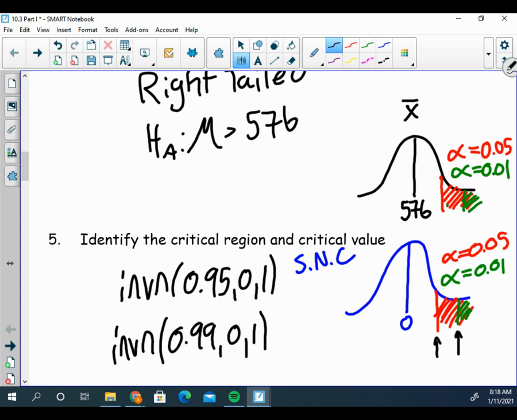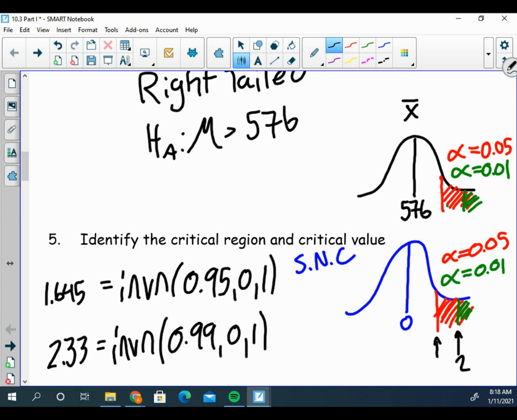When we run these, I get 1.645 and 2.33. People who worked ahead of me, is that what you got? Okay. Perfect.